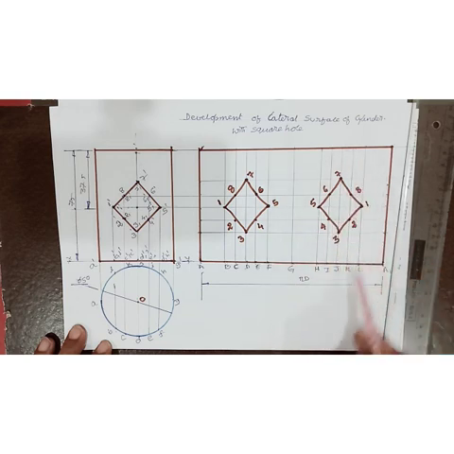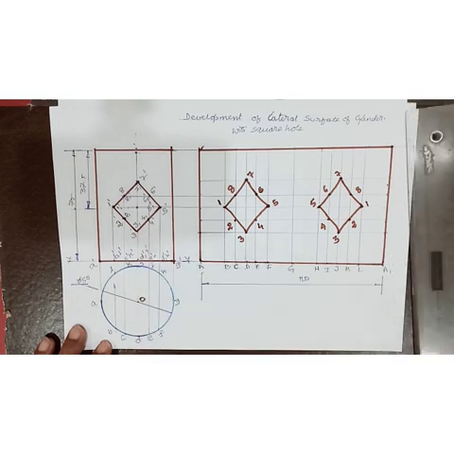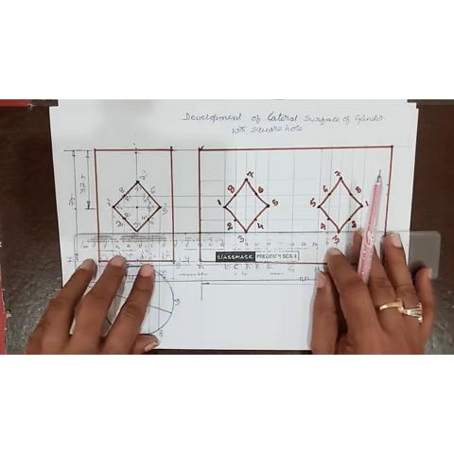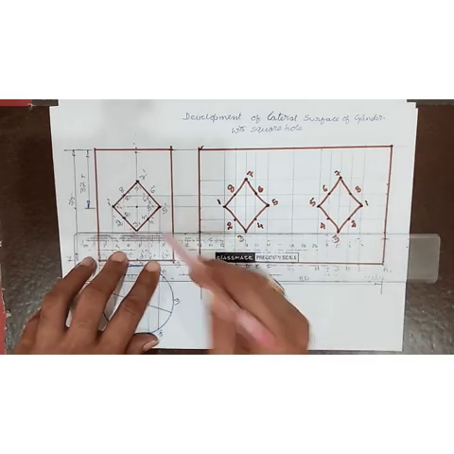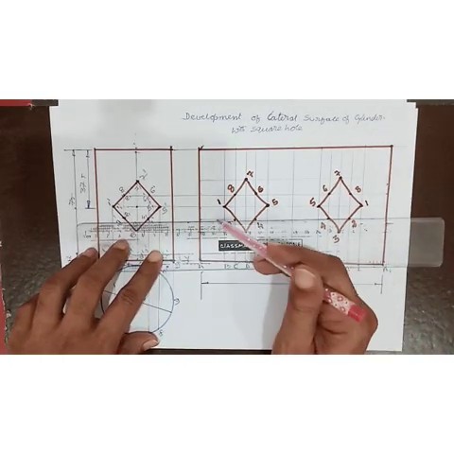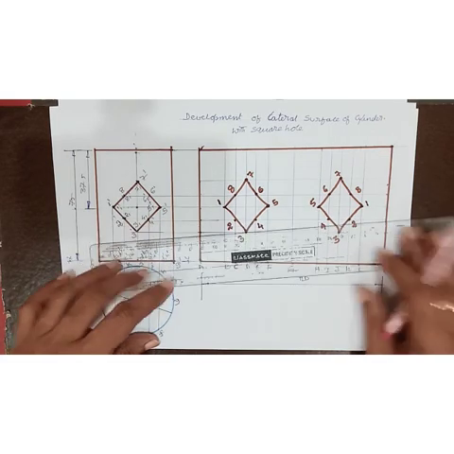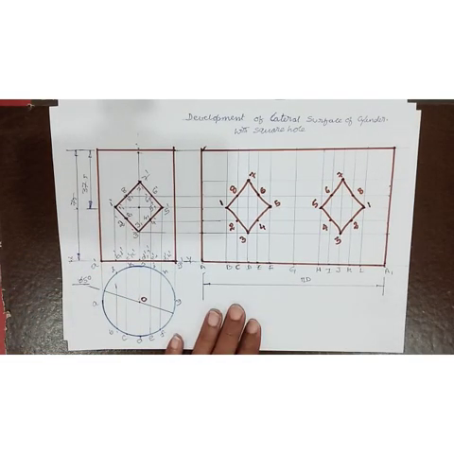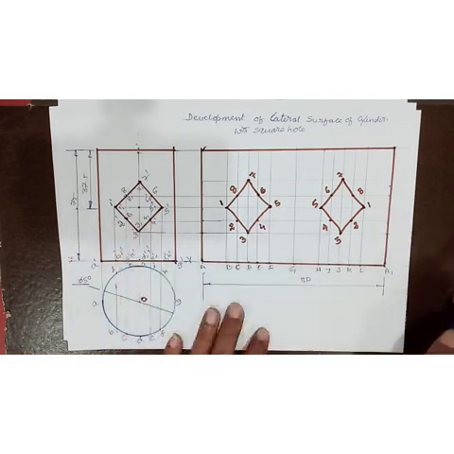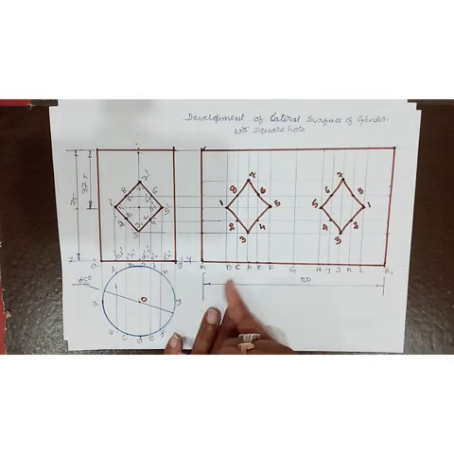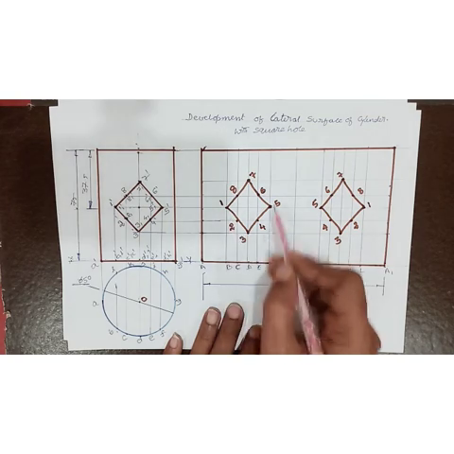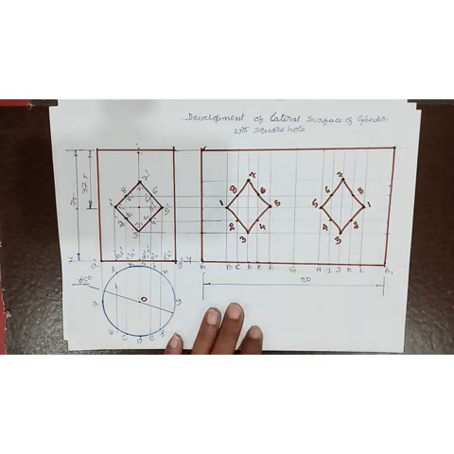Drop perpendiculars. After drawing the perpendiculars, draw projectors from the square hole in the front view. After drawing the projectors as well as these perpendiculars from different points on the baseline, you will get intersection points. Those points are to be joined.